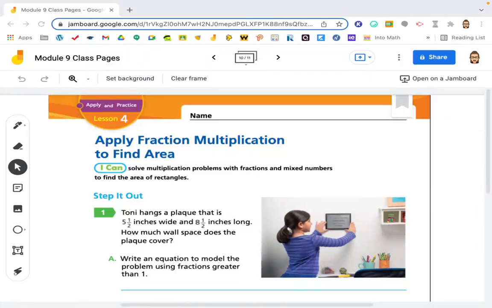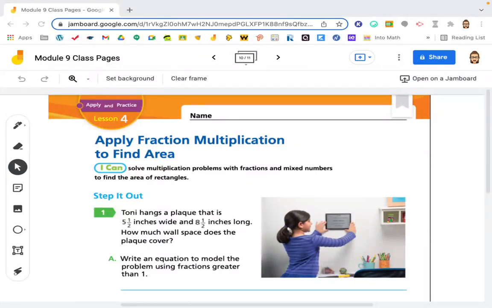Hello, my mathematicians. Today we are looking at Module 9, Lesson 4. It's applying fraction multiplication to find area. So hopefully by the end of this lesson, you'll be able to solve multiplication problems with fractions and mixed numbers to find the area of rectangles.